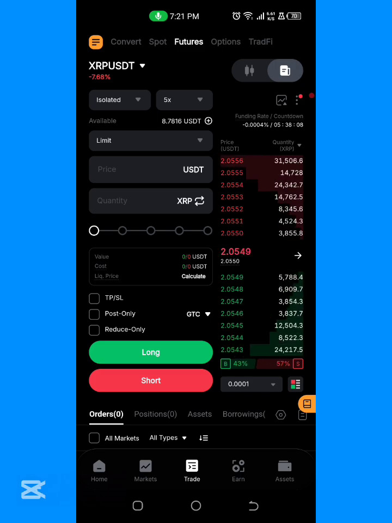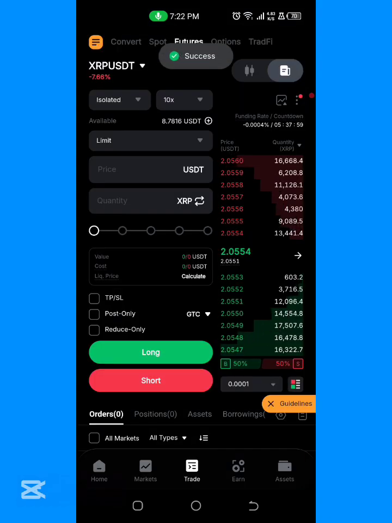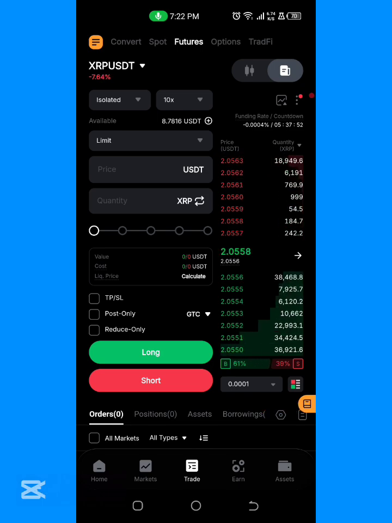So the leverage we have, you can see we have 1x leverage, 2x, 5x, 3x, and the rest. For instance, if I choose 10x leverage and I have $100, my $100 will be times 10, and that gives us $1,000. So that means I will have $1,000 to trade.